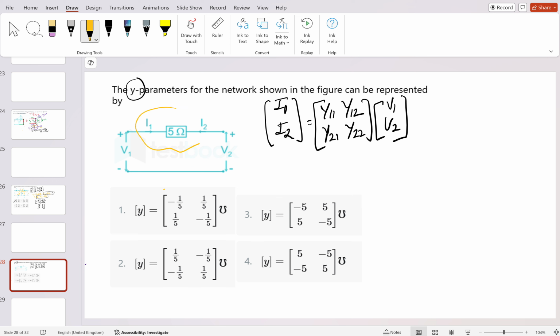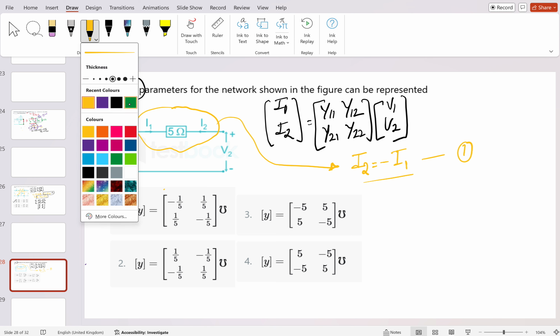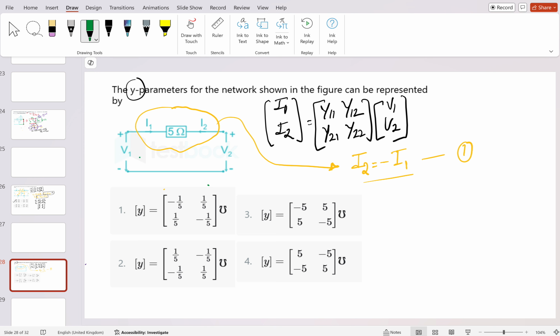From here you can write one equation: I2 will be equal to minus I1, because they are flowing in the same line. Both currents should be equal in magnitude but opposite in phase, since they are in opposite directions, meaning 180 degrees out of phase. This is equation 1. Let's try to write equation 2. Apply the KVL in this loop.